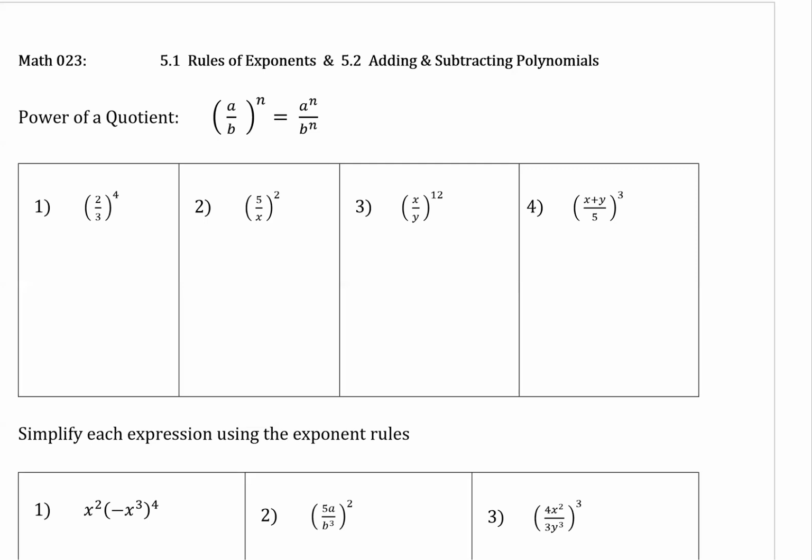So we have 2/3 to the 4th. So that's going to be 2 to the 4th over 3 to the 4th. 2 to the 4th is 16. 3 to the 4th is 81. And again, if you wanted to use the definition, that's just 2/3 times 2/3 times 2/3 times 2/3.